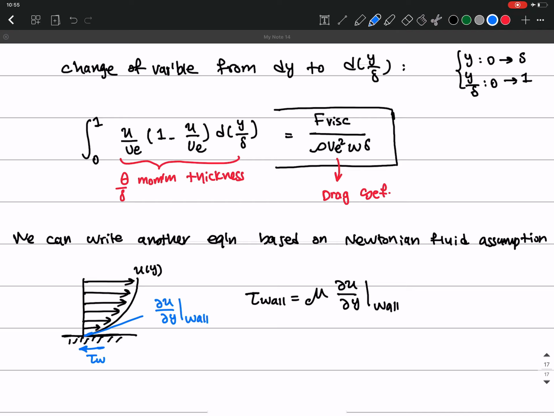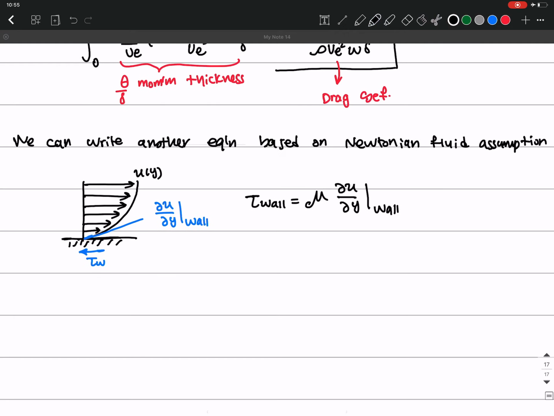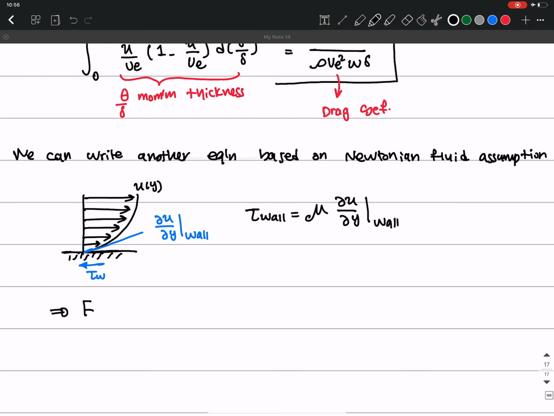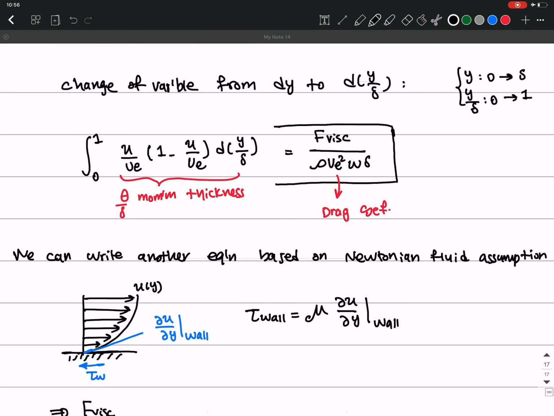If you multiply it by the viscosity mu, you will get the stress at the wall. Okay? This is the Newtonian fluid assumption. There is a linear relation between strain rate, partial u over partial y, and stress, tau wall. So based on this, I can write F viscosity.